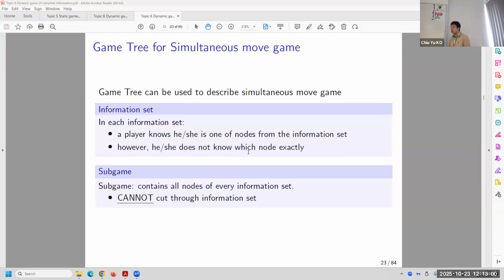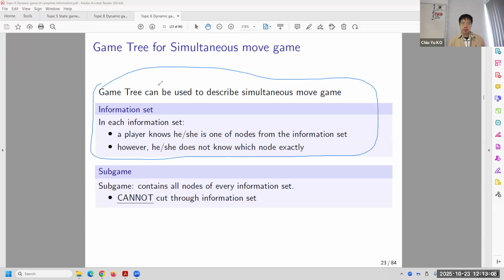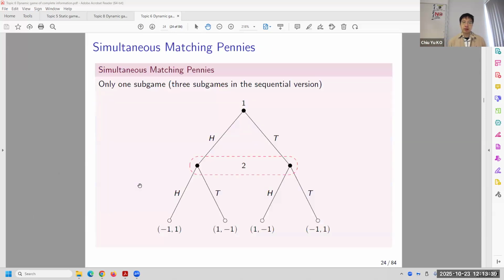So we have to define one thing we call the information set. This is the most tricky part in this chapter, to define who knows where they are. Whether you know where you are is very important. And this set will tell us whether we can define a subgame or not. The subgame cannot cut through the information set. So let's see how we define it.